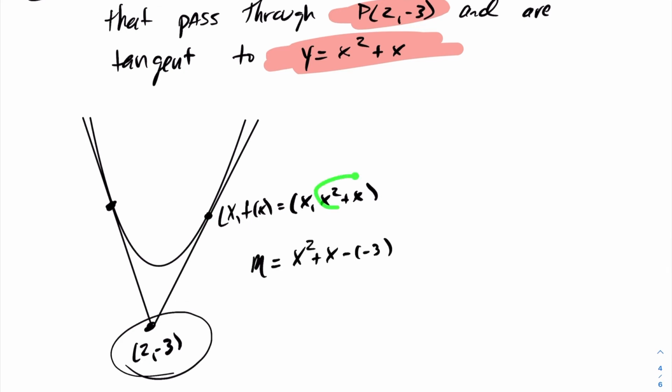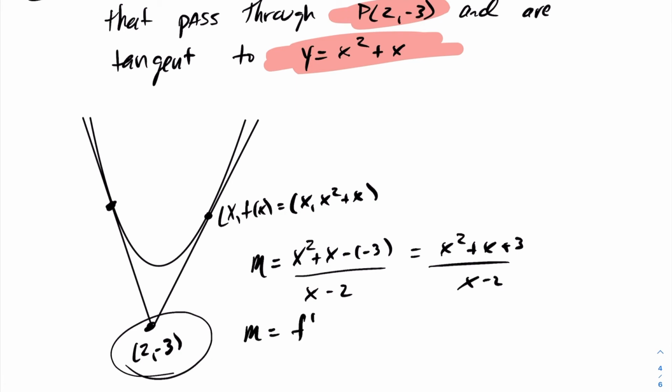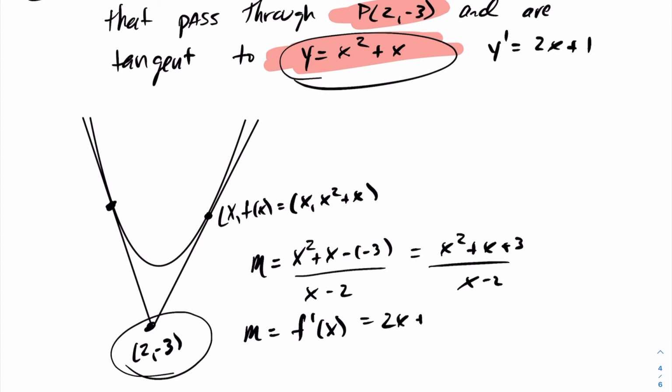The change in your y will be y2 minus y1, over x2 minus x1. So the slope can be represented as x squared plus x plus 3 over x minus 2. But the slope is also equal to f prime at x. Now again, we don't know what the x value is, but if I take a look at my function y, I know that y prime is going to be 2x plus 1. So therefore this is going to be 2x plus 1.